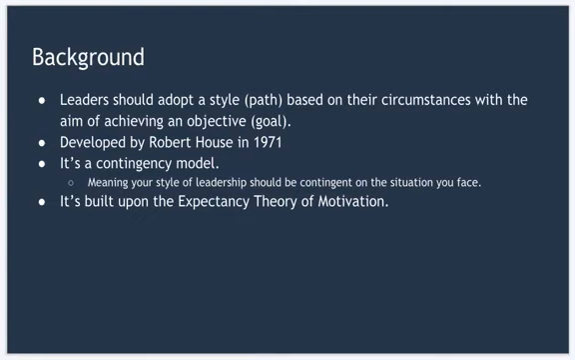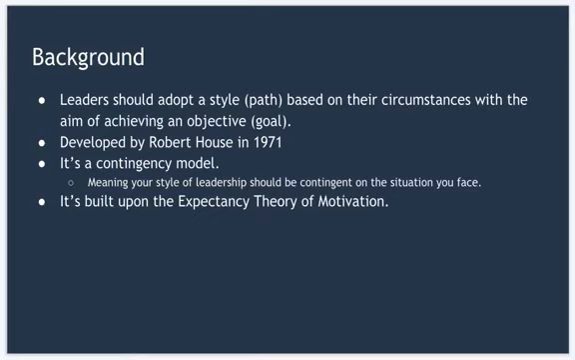Now, Robert House originally developed path-goal theory in 1971, and the theory belongs to a group of leadership models called contingency models. And all contingency models share one thing in common. They state that you should change your style of leadership contingent on the situation you face.